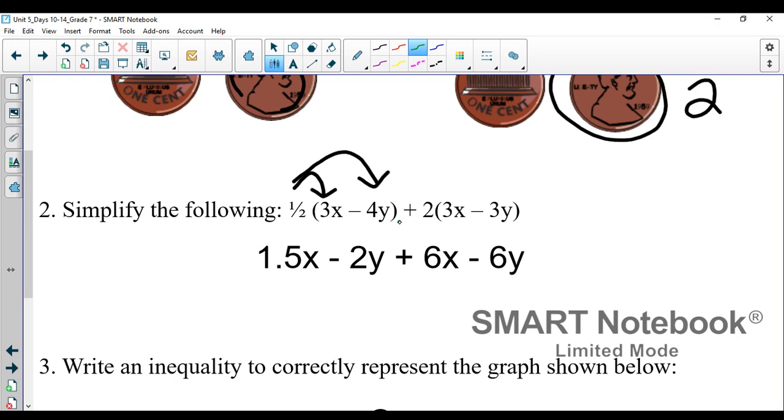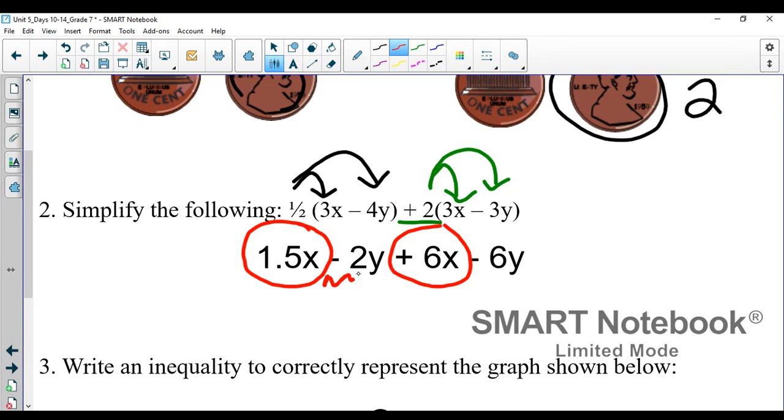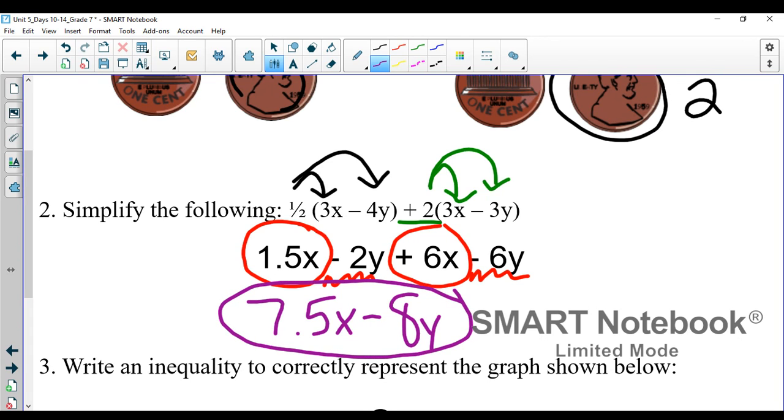Then I have to distribute this +2 times 3x and +2 times -3y. After you distribute, you get this line right here. From here, we combine like terms. We have 1.5x plus 6x minus 2y minus 6y. So when we put our x's together, 1.5x plus 6x is 7.5x. -2 minus 6 is -8y. If you need help with this, you can go back and look at last week's lessons.